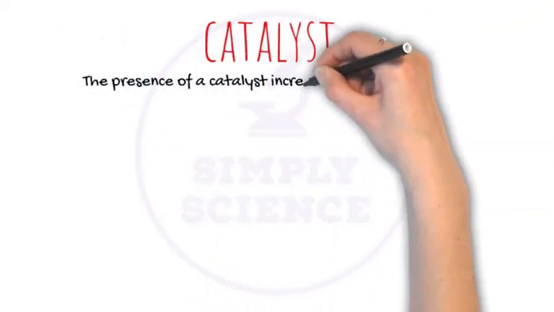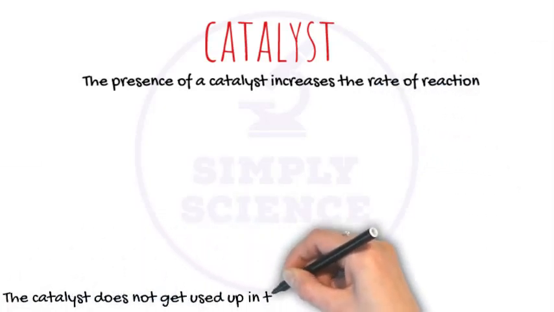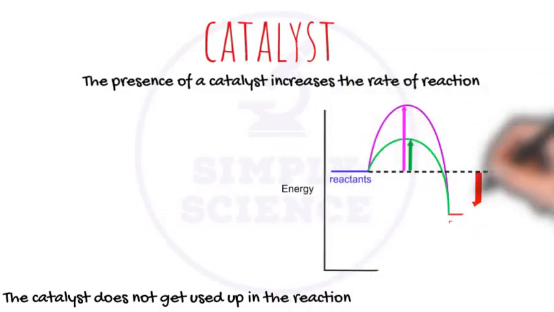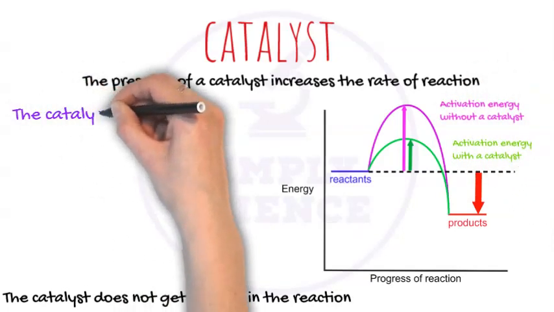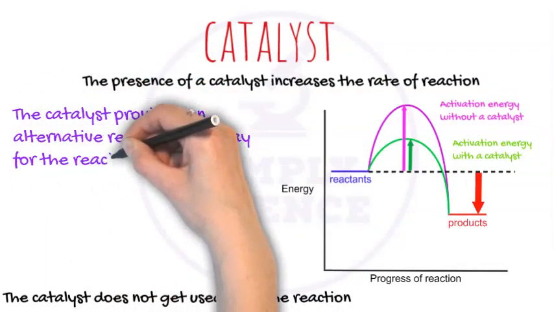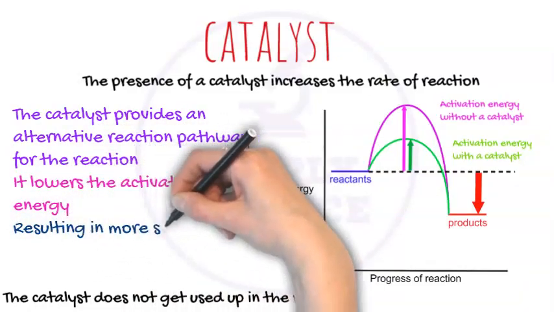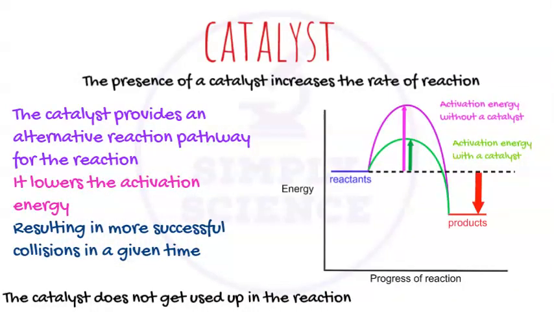The presence of a catalyst will increase the rate of reaction. A catalyst is a chemical that speeds up a reaction but does not get used up. What it does do is lower the activation energy of the reactants. It provides an alternative pathway, at lower energy, for the reactants. The particles can now collide at a lower energy and have successful collisions. This will result in a faster reaction.